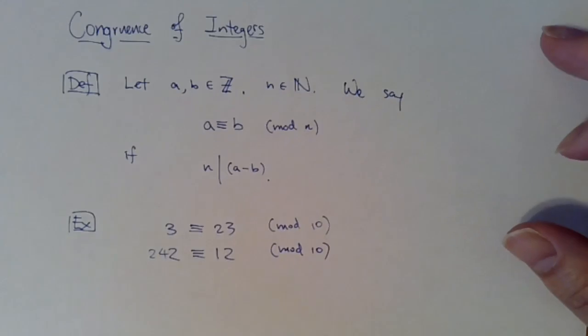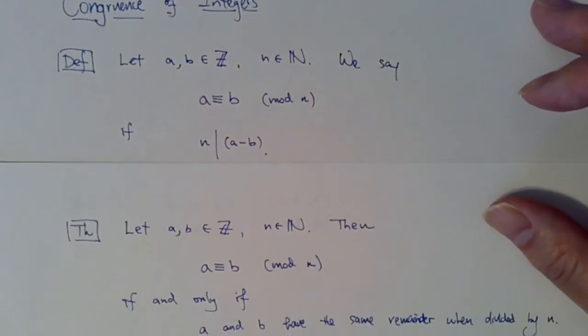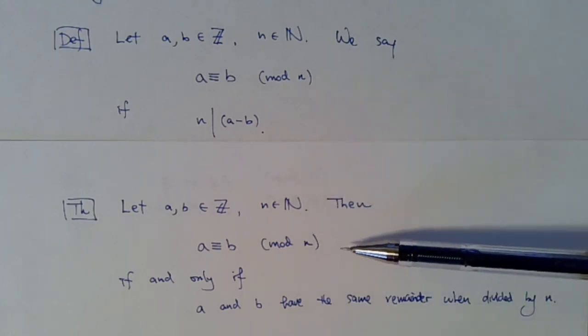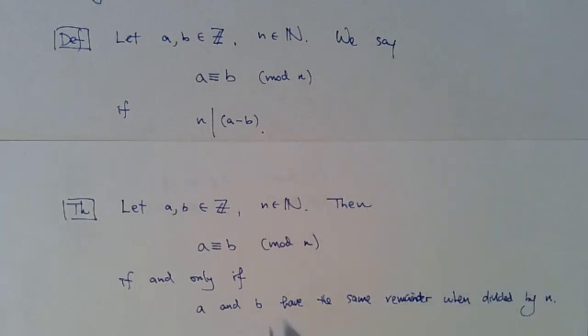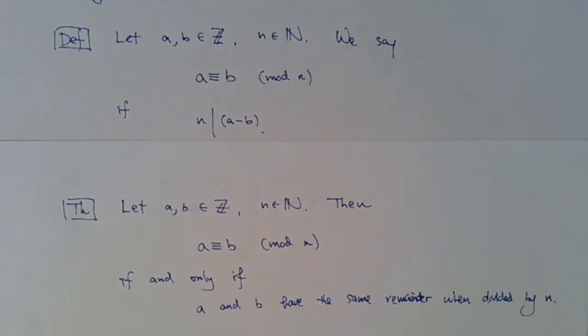Now, looking at remainders is a very convenient way of thinking about congruence. So here is a theorem that says we can actually do that. This is the same setup, and a is congruent to b mod n if and only if a and b have the same remainder when divided by n. This is not what the definition says. The definition says that n divides the difference, but this theorem is something we can prove, and that is a nice way of thinking about what modular arithmetic means.